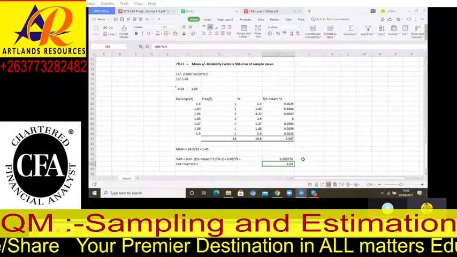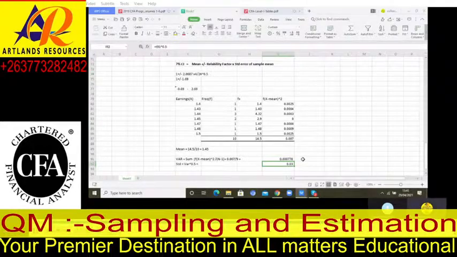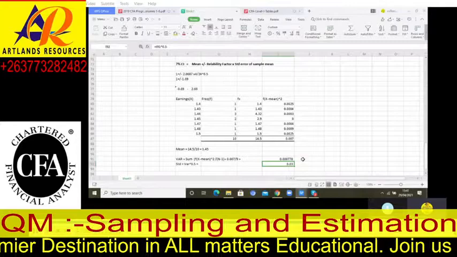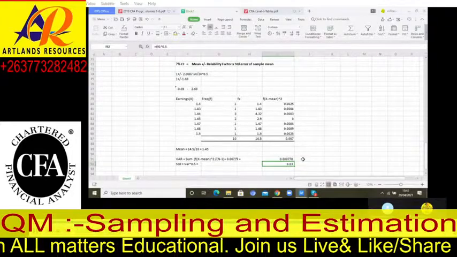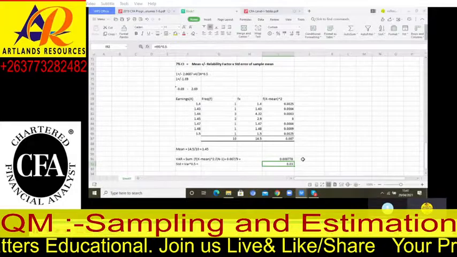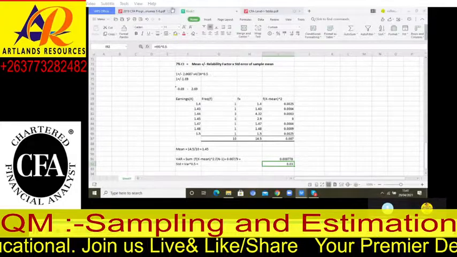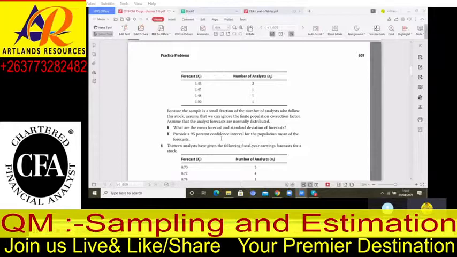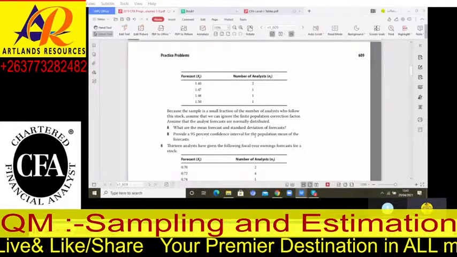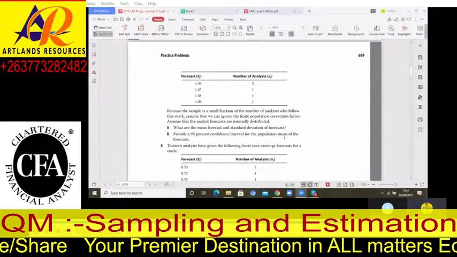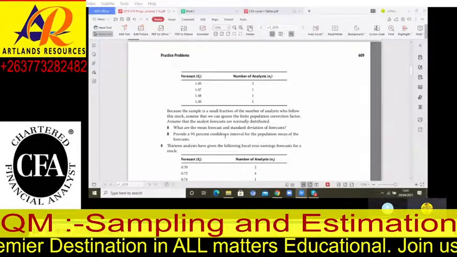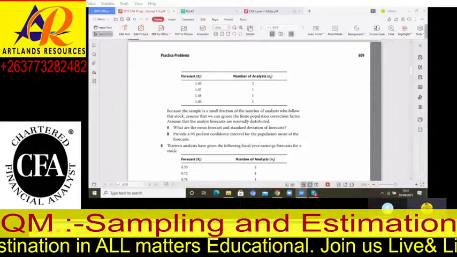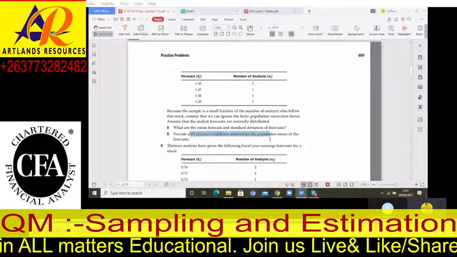Okay, so there you go. Right. So the question now was, we now have variance and standard deviation. The other question then says, provide a 95% confidence interval for the population mean and for the population mean forecast. Now, 95% for the population.